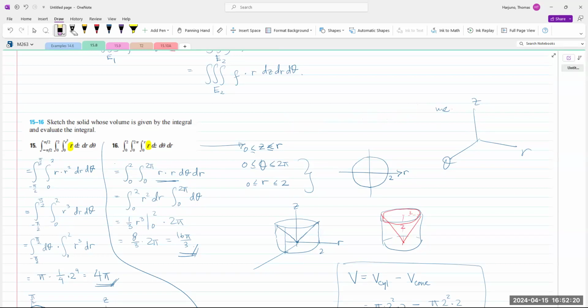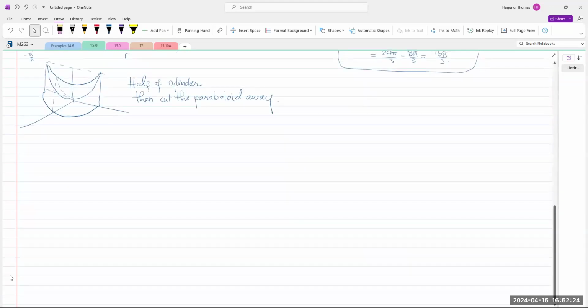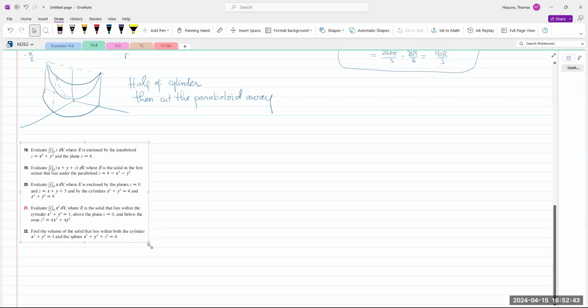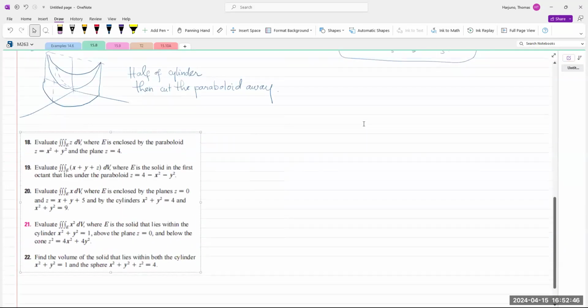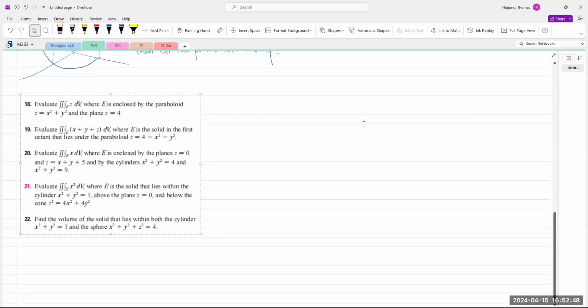Okay, let's go on and do more problems. This part is supposed to be on the easier side because we already learned the polar part, and this is just the augmentation of that. Let's see, number 18 to number 22. Which question do you want me to do? Let's do number 18 first.